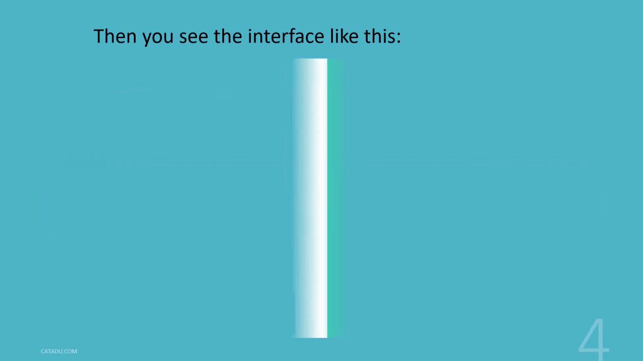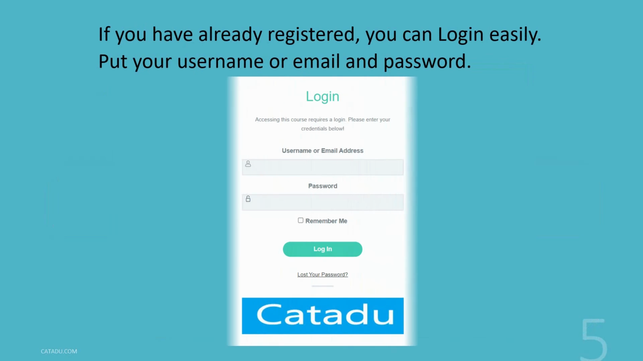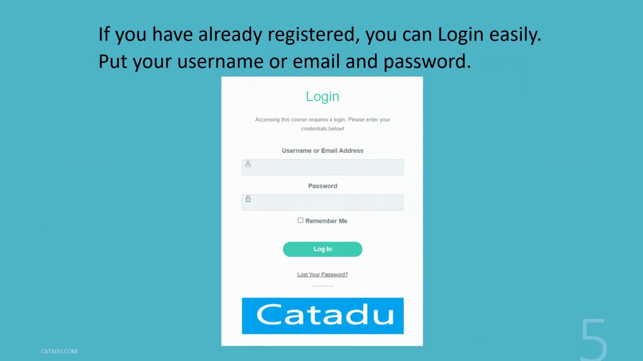You will see the interface like this, the white interface for the login and the right side greenish interface for the registration. If you have already registered, you can log in easily. Put your username or email and password. Then click Login.